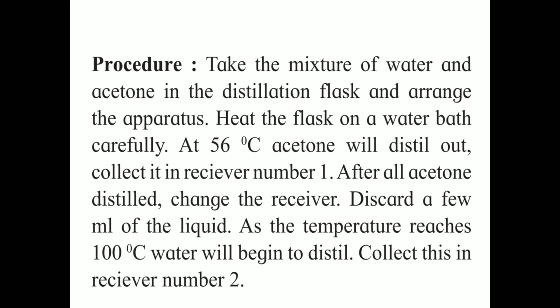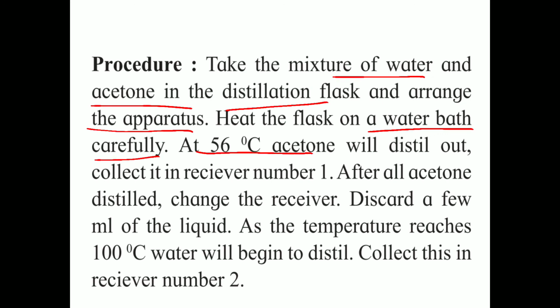Now the procedure is: take the mixture of water and acetone in the distillation flask and arrange the apparatus. Then heat the flask on a water bath carefully. In the figure we have used a burner, but here we have to keep the round bottom flask in the water bath, because acetone has to be boiled at 56 degrees Celsius, meaning it has a low boiling point.